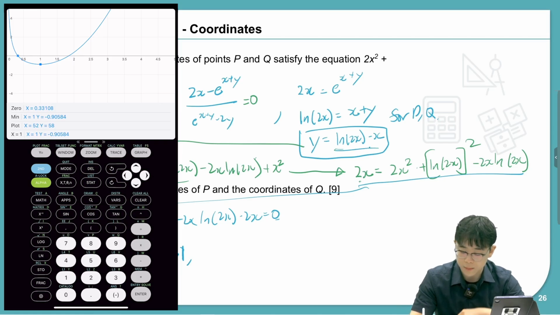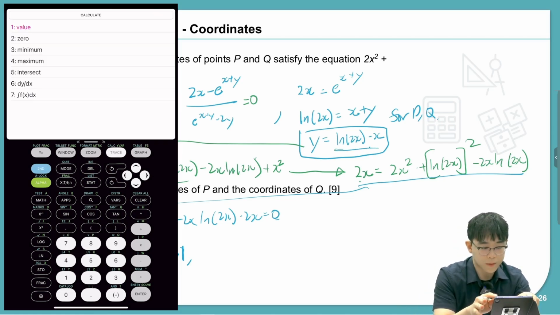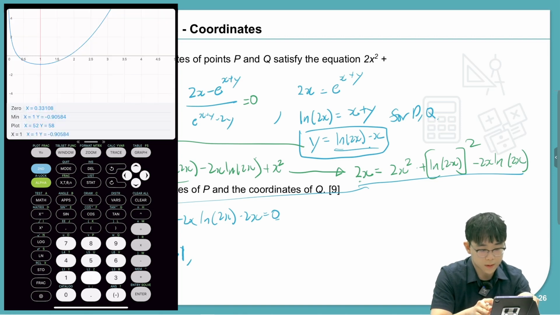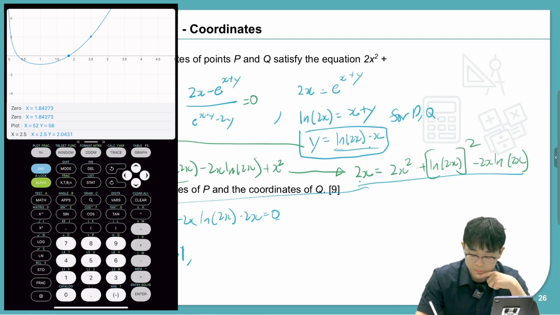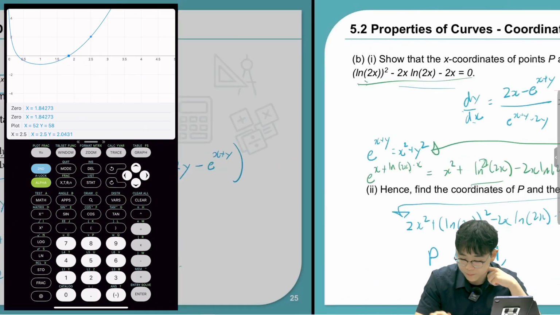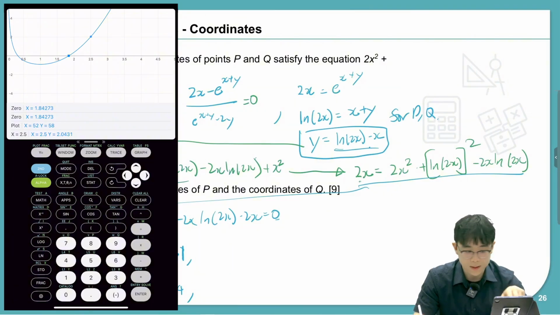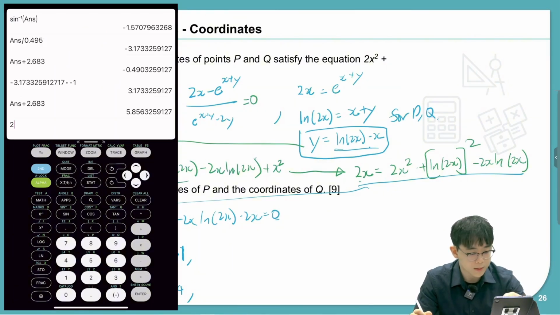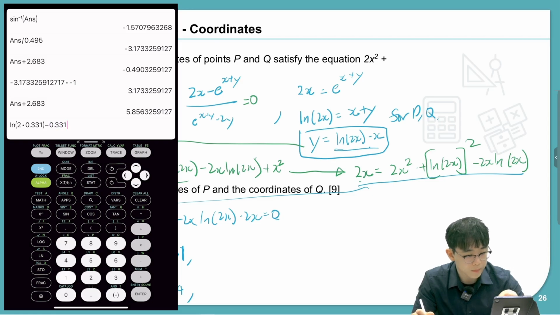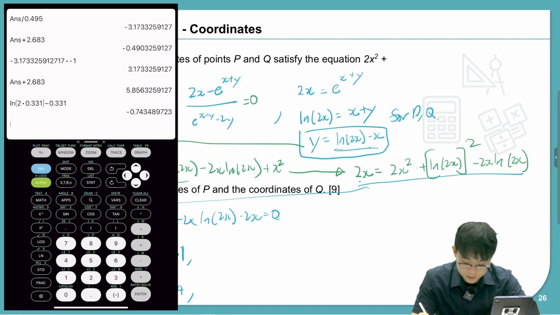So ln of 2x minus x, right? But before that, let me also find the other zero. So the other zero would be 1.84. So I believe that's going to be P, that's going to be Q, because P is on the left side. And in order to find the y coordinates, I would just put in ln of 2x. So ln of 2 times 0.331 minus 0.331. So that's negative 0.743.